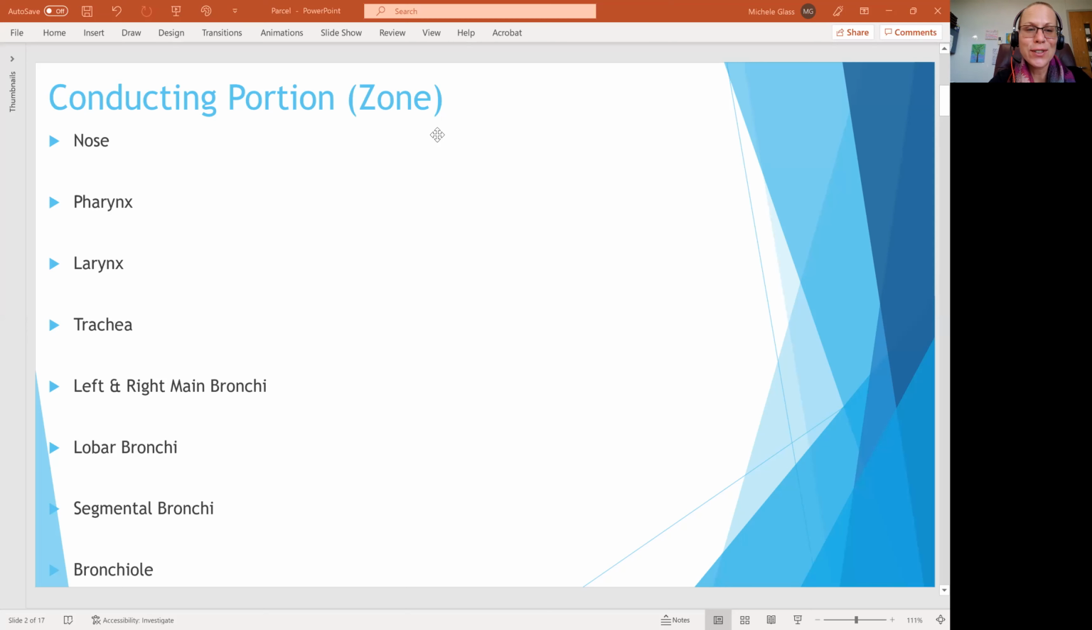We left off looking at what's called the conducting portion of the respiratory tract. And the job of this portion is to move air in and out of the body. We'll be talking about this moving of air in and out of the body as pulmonary ventilation. So we'll come back to this idea in the future.